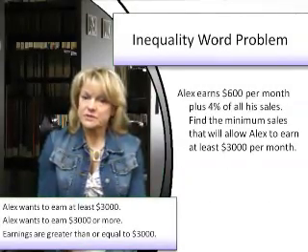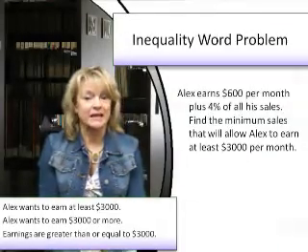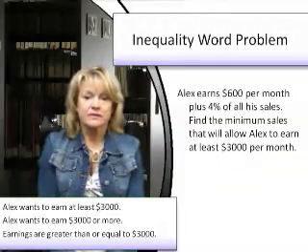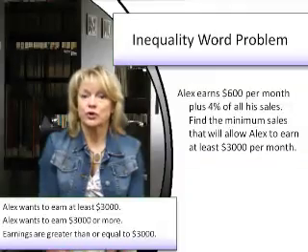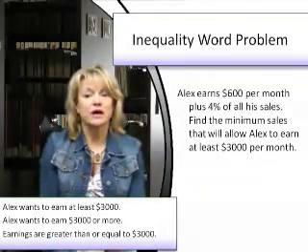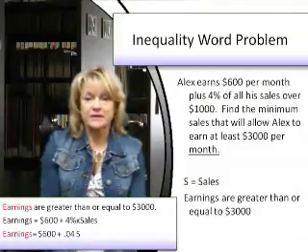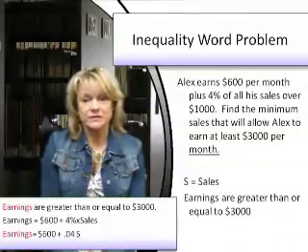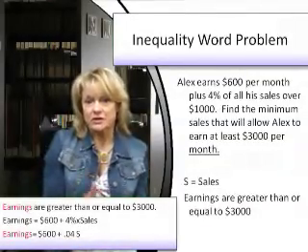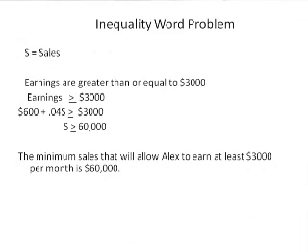Because the author has phrased this question, find the minimum sales that allows Alex to earn at least $3,000 per month. This needs to be set up as an inequality. At least means that much or more. This translates to a greater than or equal to. Our unknown is sales. We define this, and then we write an expression that represents Alex's earnings. Alex earns $600 plus 4% of his sales. He wants this to be greater than or equal to $3,000.